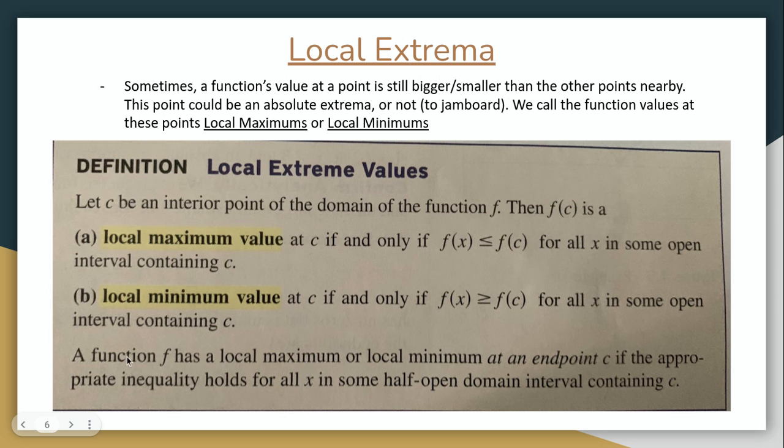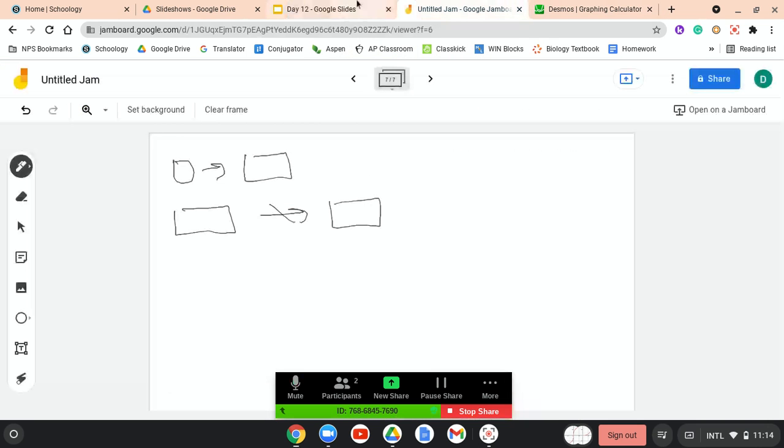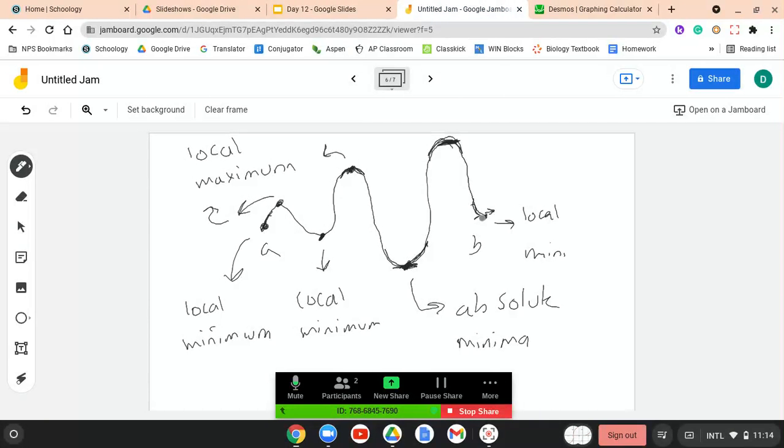Similarly to what I said before, a function f has a local maximum or local minimum at an endpoint if the appropriate inequality holds for all x in some half-open domain interval containing c. That's a complex way of saying what I said before. Remember when we had our endpoints? It's only greater than or less than the function at one side of it, right? So the inequality we outlined for the previous definition holds, but only for some one-sided interval. Because there's nothing on this side, it has to be greater than all of the values to the right of it.